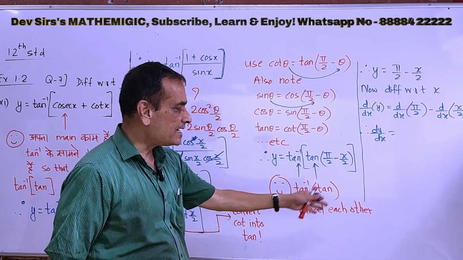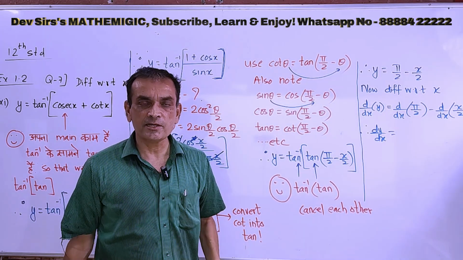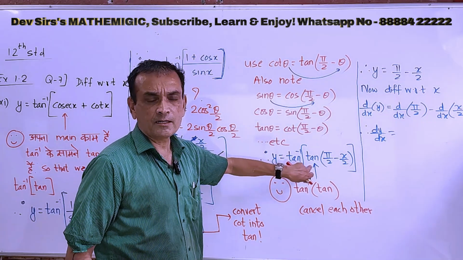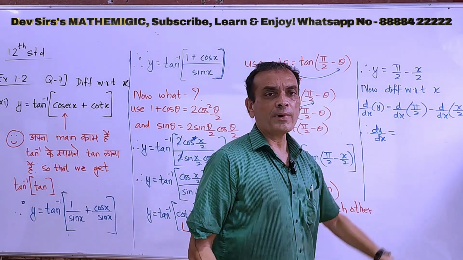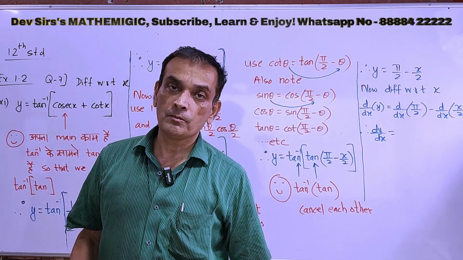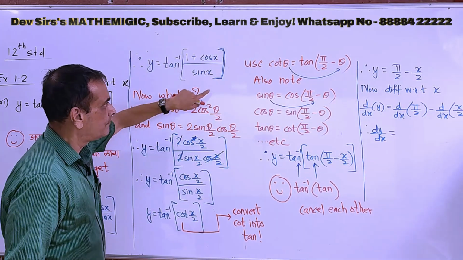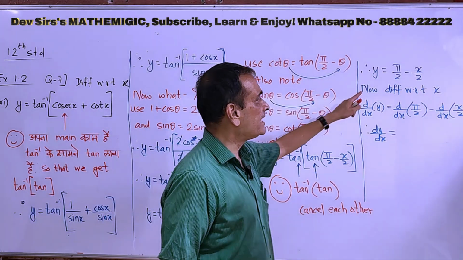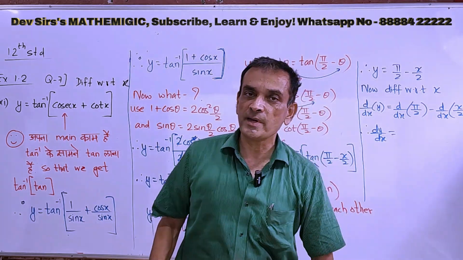Now, tan inverse tan cancel each other. Sine inverse sine cancel each other. We have seen that. So just ignore that. Tan inverse tan, just ignore. What do you get? y is equal to pi by 2 minus x by 2. Now all this has gone. Tan inverse tan has also got cancelled. You just get y is equal to pi by 2 minus x by 2. Now differentiate with respect to x.